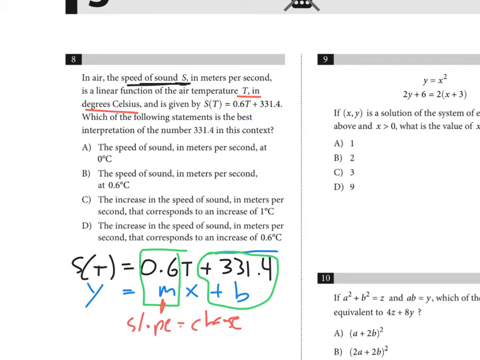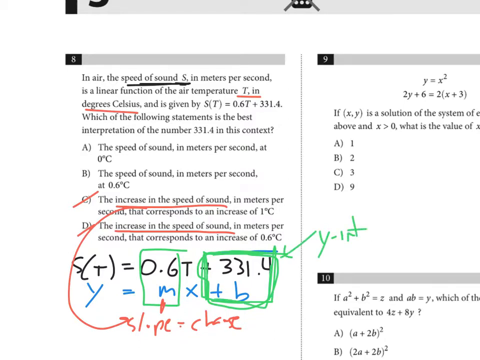So letters C and D are not correct because they refer to the increase in the speed of sound. The increase of the speed of sound, that refers to the slope, the change. Here they're asking you what is the value of 331.4. That is the y-intercept of the equation. Now what does that mean? Well, the y-intercept is the point where the graph crosses the y-axis. So here it crosses the y-axis at 331.4.